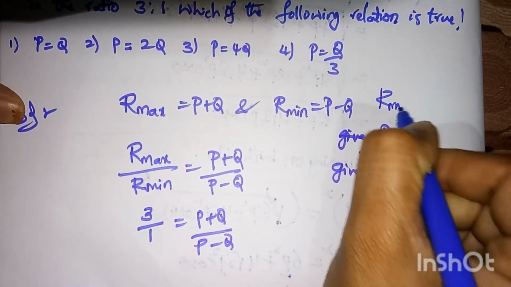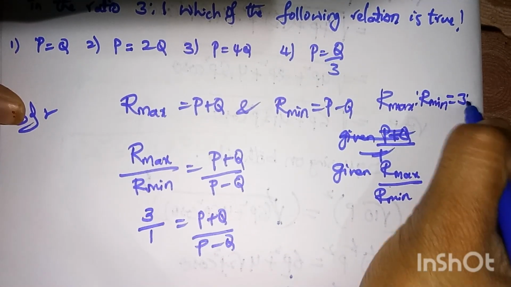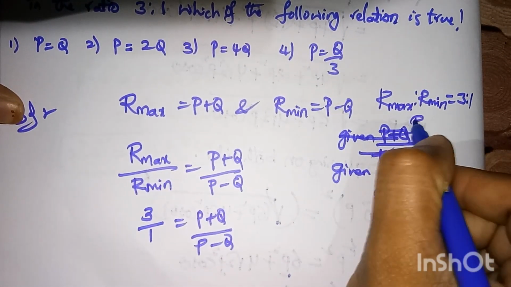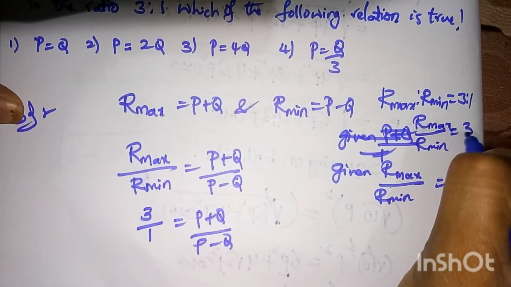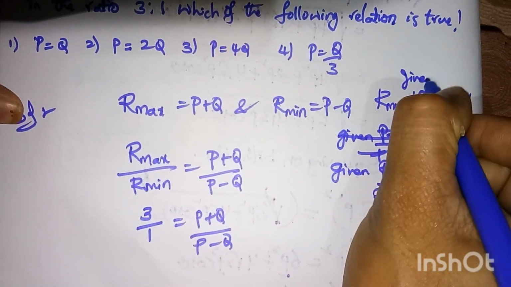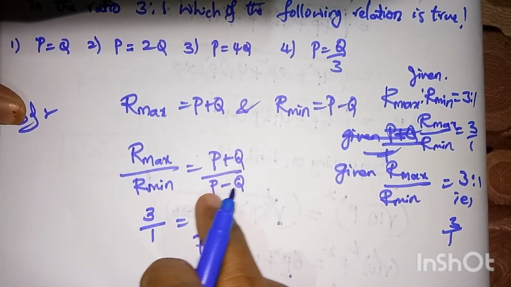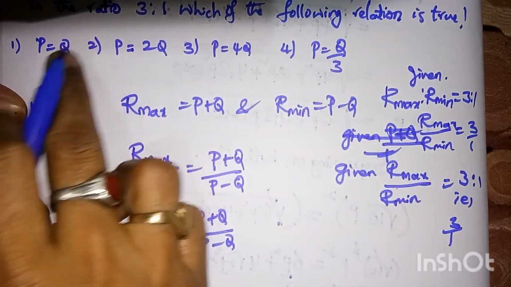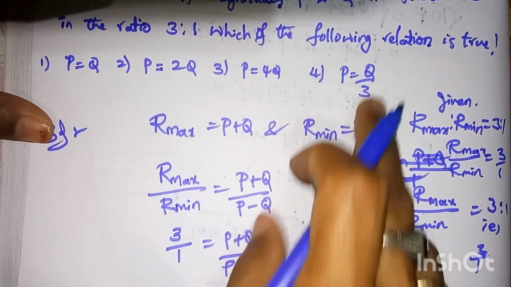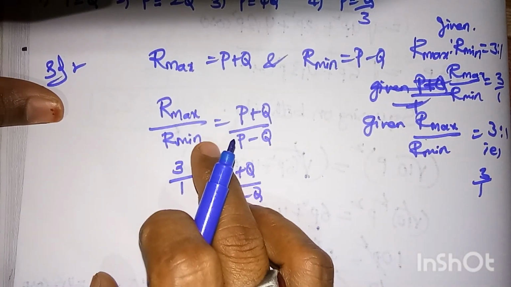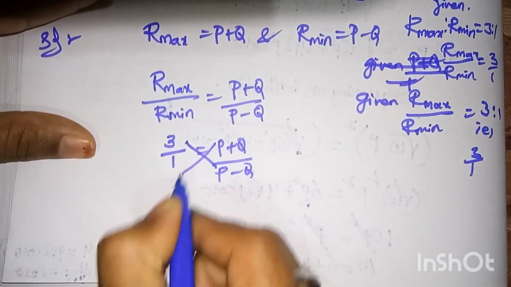So R maximum to R minimum is equal to 3:1. So R maximum by R minimum is 3/1. They have given that, but we know that R maximum by R minimum is (p plus q) by (p minus q). You want the relation between p and q only, see the options here. So in place of R maximum by R minimum, what will you write here? 3/1. So make the cross multiplication.